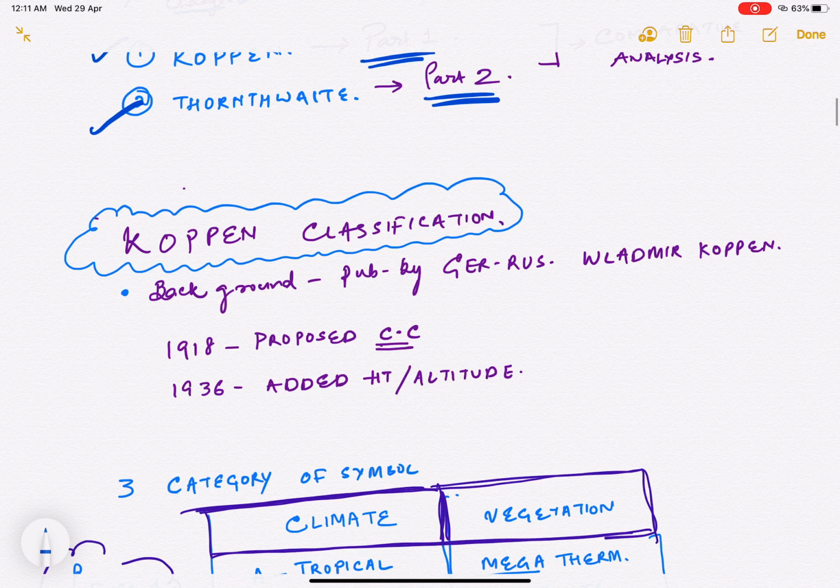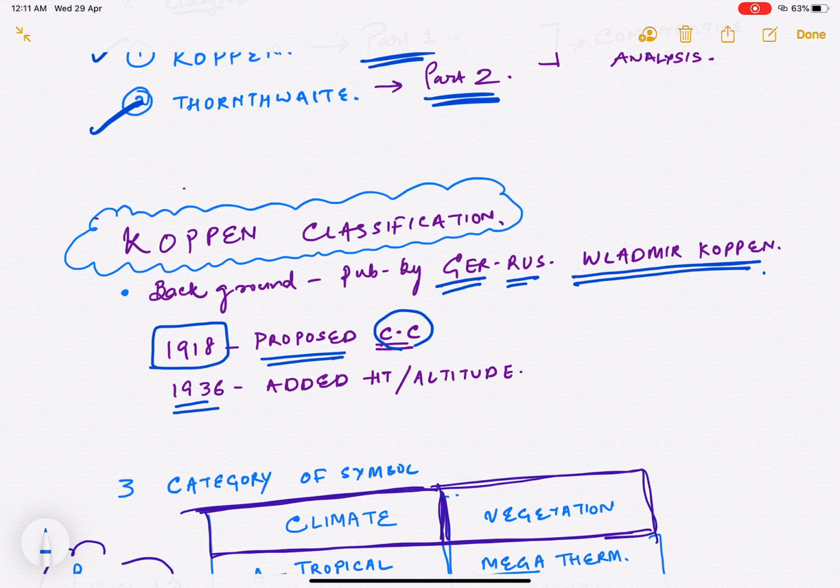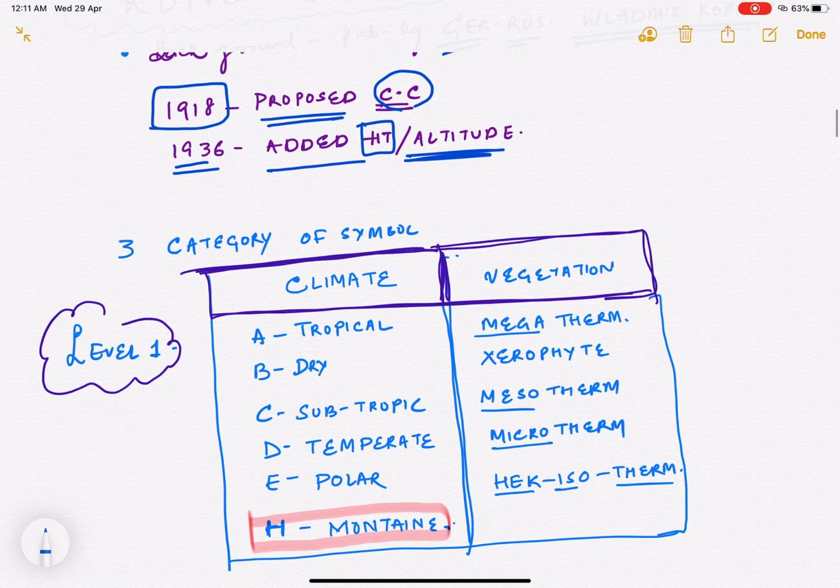First of all, Koppen's classification background. Koppen was basically a German-Russian climatologist. His full name was Vladimir Koppen. Koppen introduced his climatic classification in 1918. In 1936, he further added the H type, or the altitude, or I'd say the mountain type of climate, into his classification. Basically, Koppen used three categories of symbols.